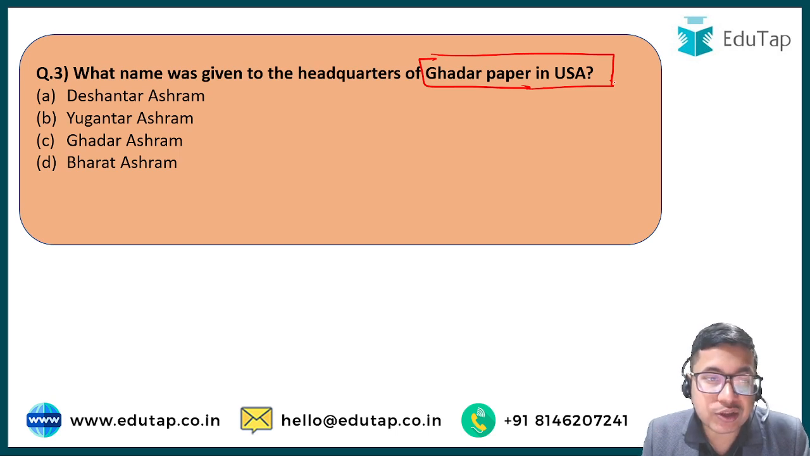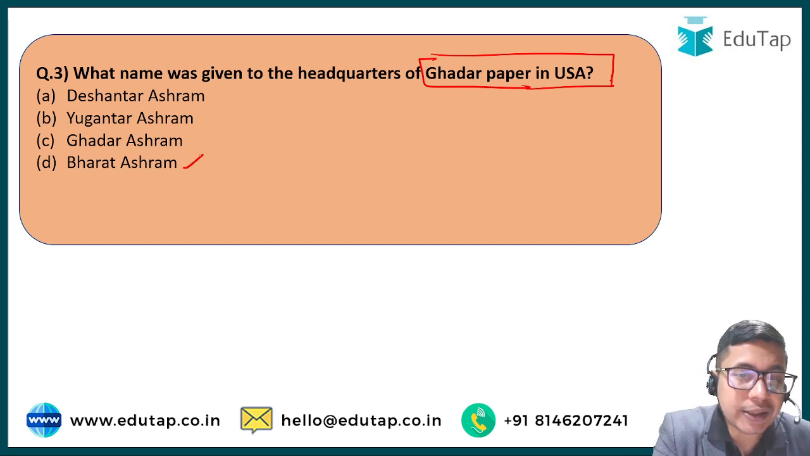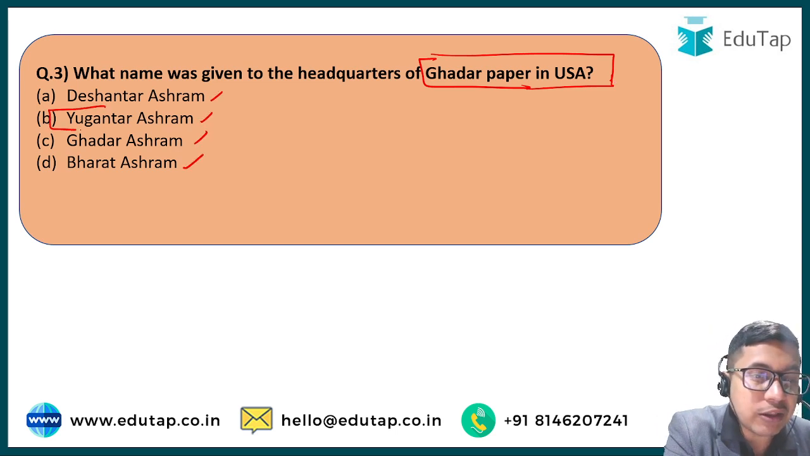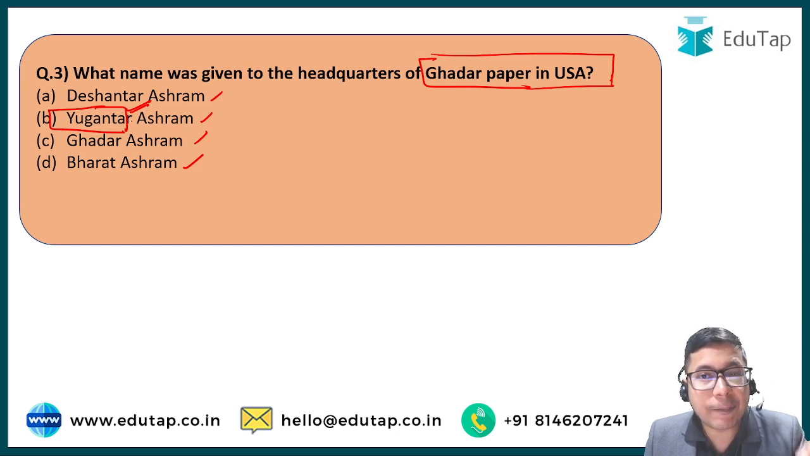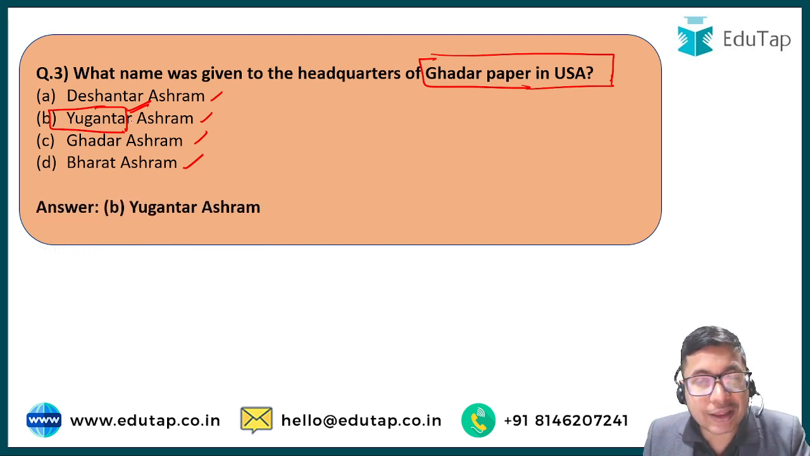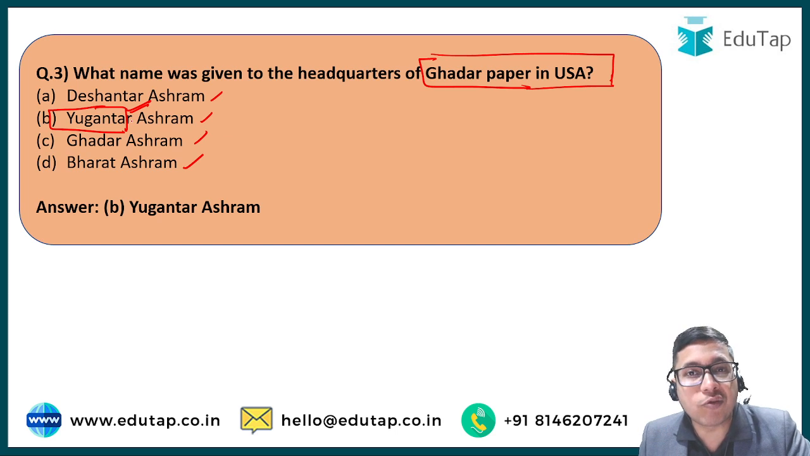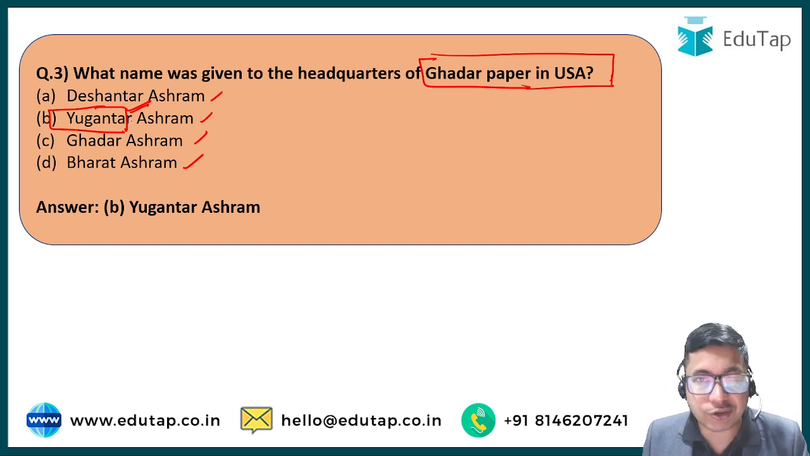Options are A, Deshantar Ashram, option B, Yugantar Ashram, option C, Gadar Ashram, or option D, Bharat Ashram. Yugantar, the word is clearly associated with the Gadar movement. Be very careful. The Gadar movement also came up with a new publication named Yugantar. So the correct answer here is Yugantar Ashram. Wherever you see the word Yugantar, it will be associated directly or indirectly with the Gadar movement or its leaders.